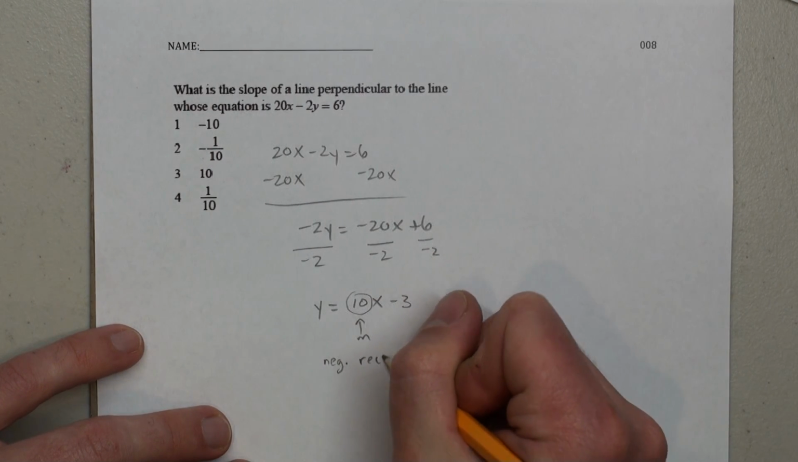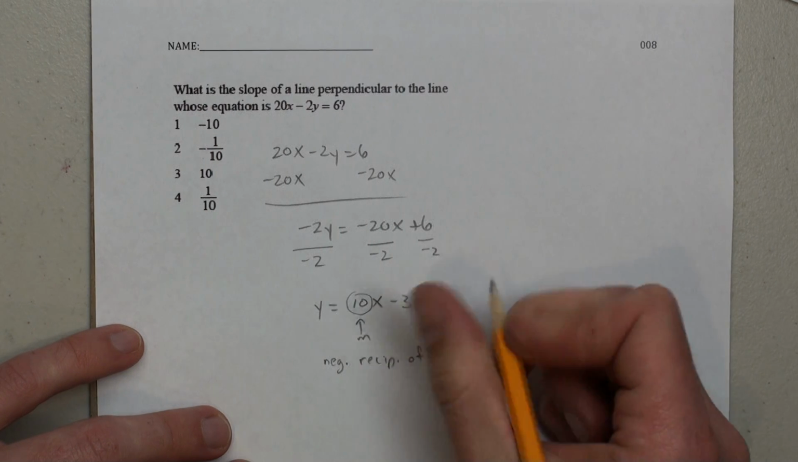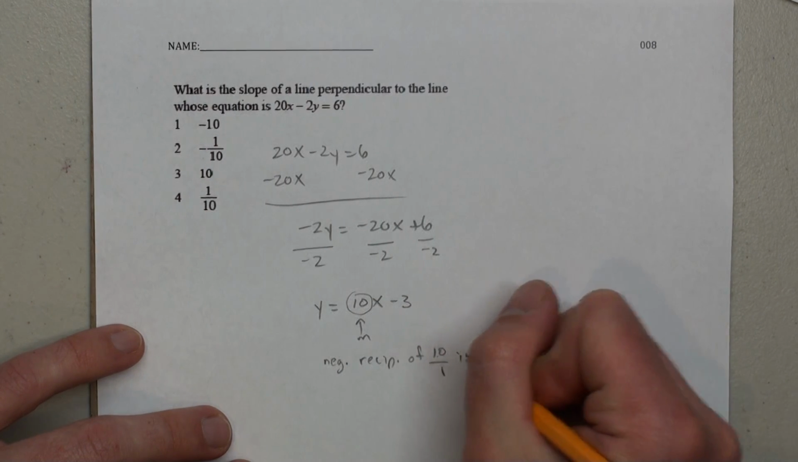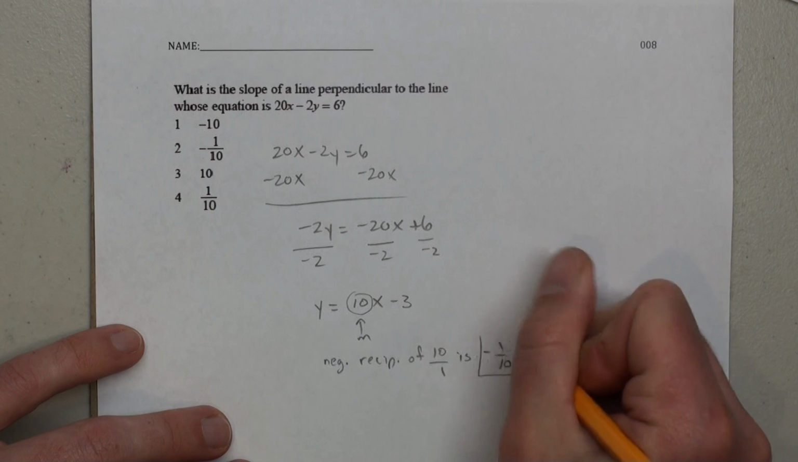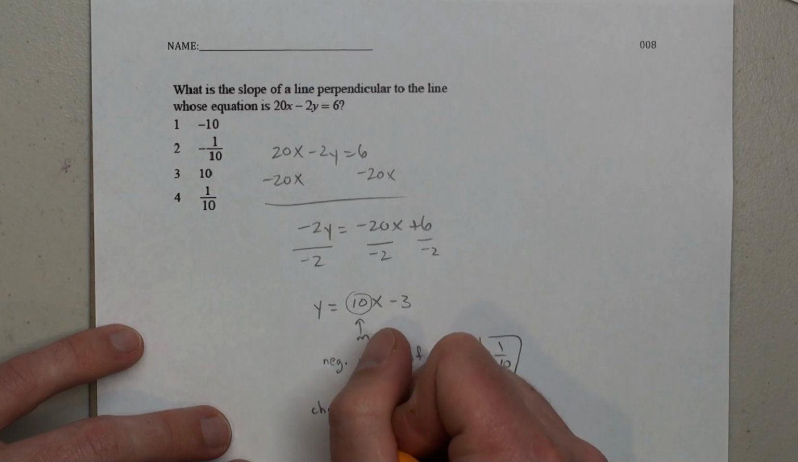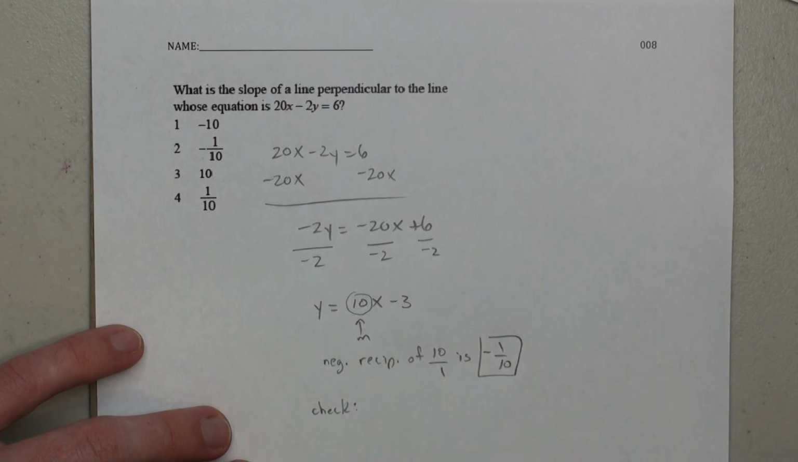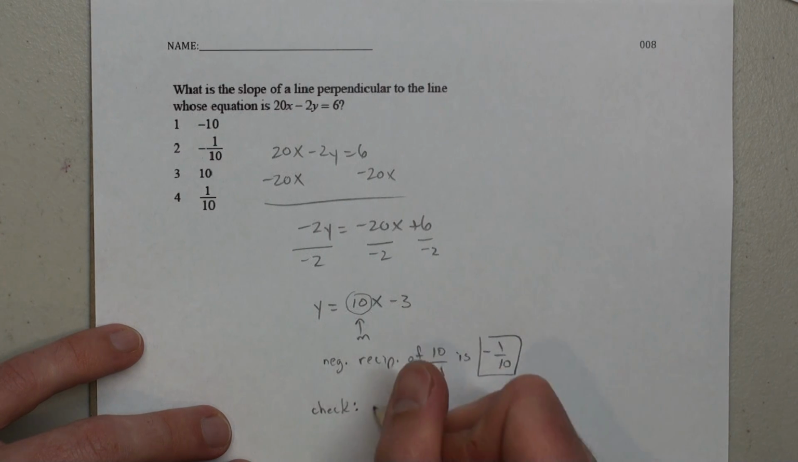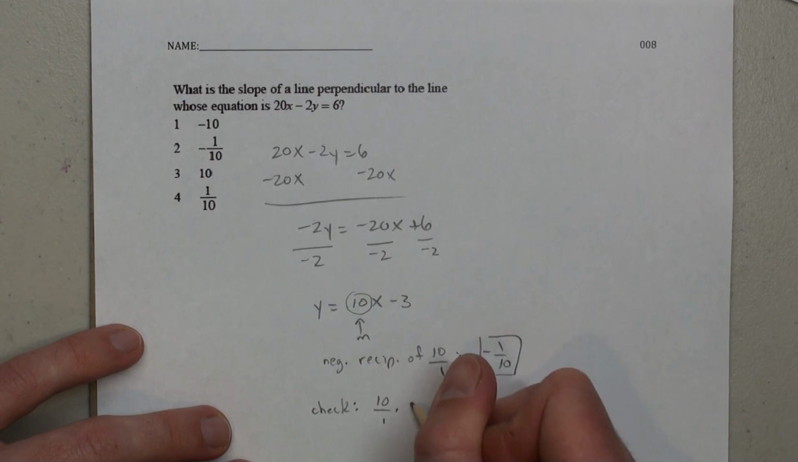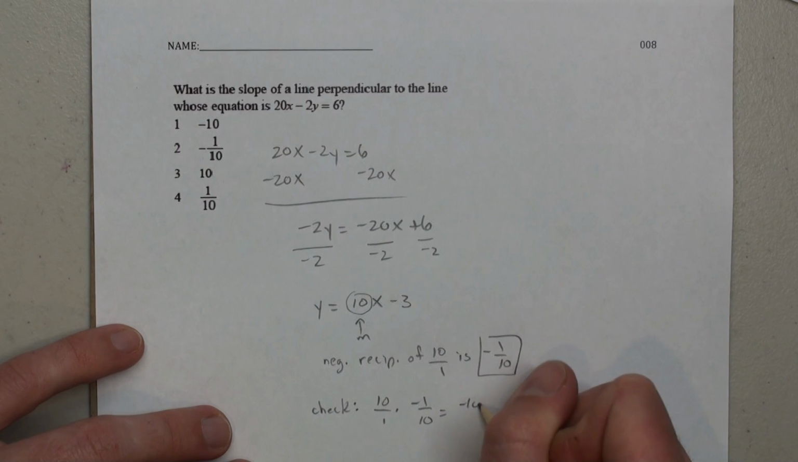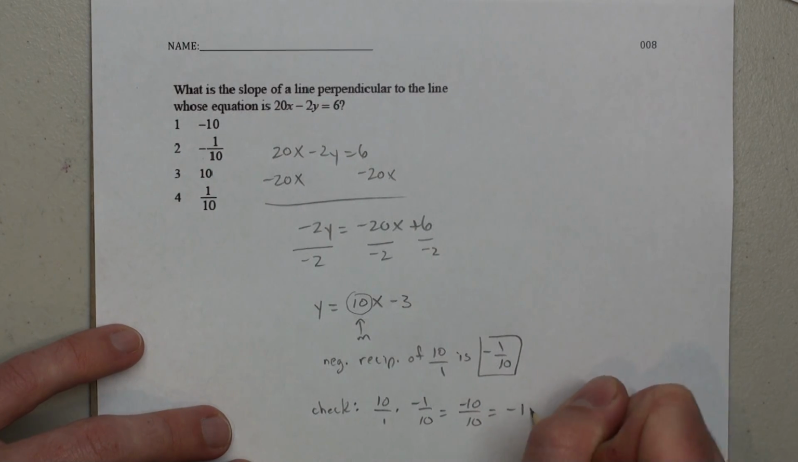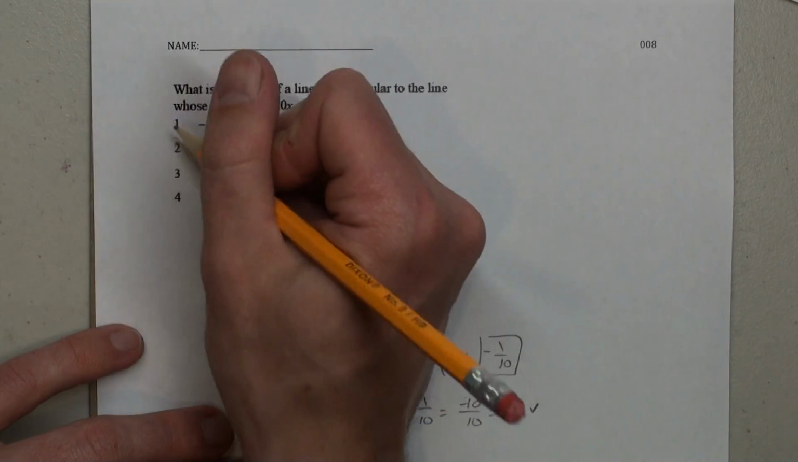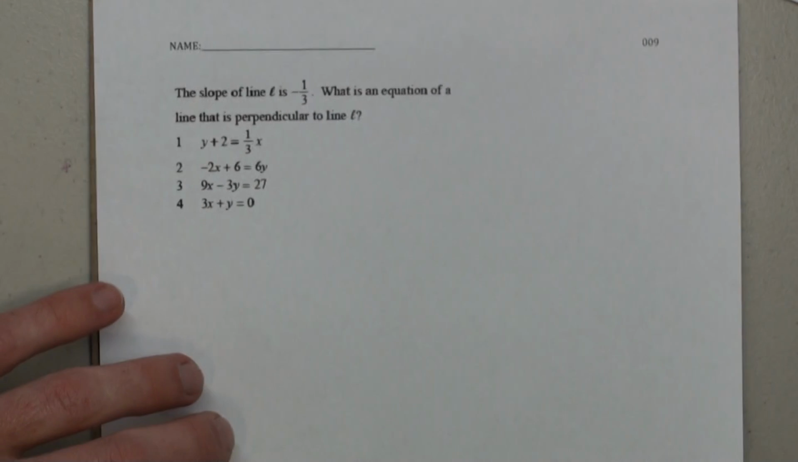The negative reciprocal of 10 over 1 is negative 1 over 10. Let's check. 10 over 1 times negative 1 over 10 equals negative 10 over 10 equals negative 1. It checks. So it's negative 1/10. Two more like this to go.